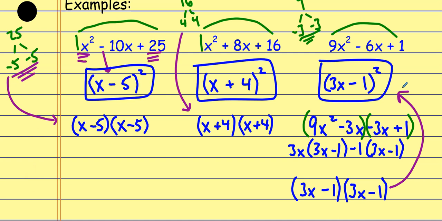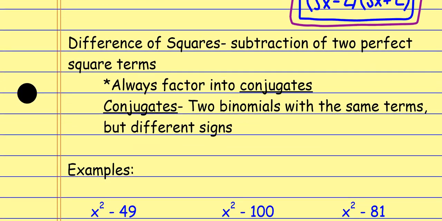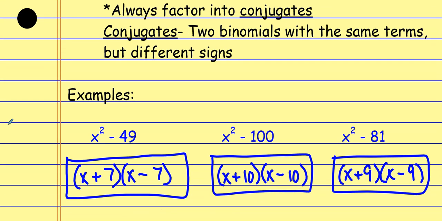The one shortcut that we do have that's worth it, okay, is this guy right here, all right? The difference of squares. Perfect squares being subtracted is a difference of squares. It always factors into conjugates, so the same binomial, but one's a plus, one's a minus, okay?